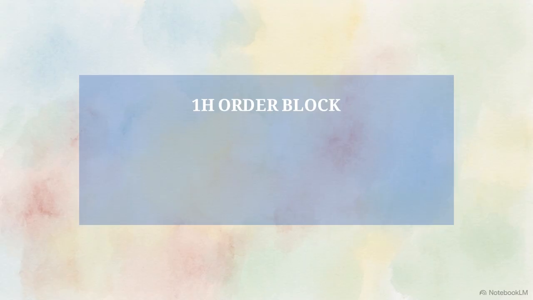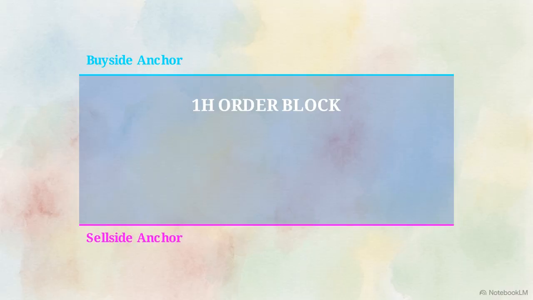We cap the top with an aqua line, our buy-side anchor, and the bottom with a fuchsia line, our sell-side anchor. Right through the exact mathematical center of this block runs the mean threshold, marked by this dashed yellow line. This midline represents the true equilibrium of institutional volume for the entire block.